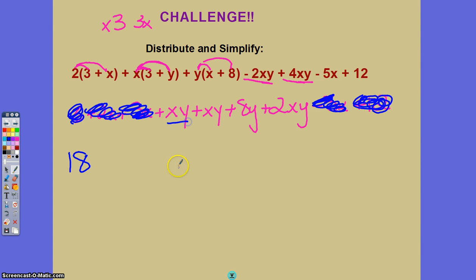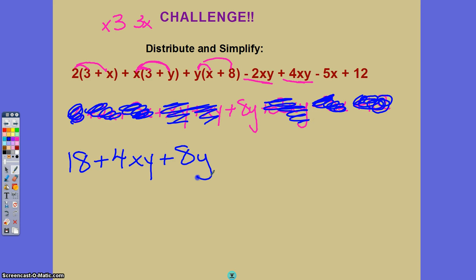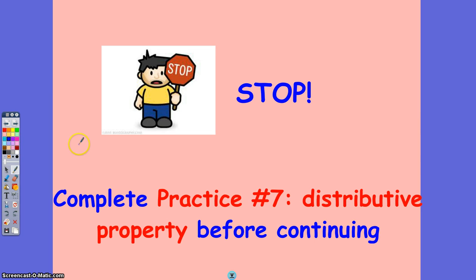Now, how many xy's do you have? Well, I have 1 xy, here's another xy, and here's 2 xy's. So we have a total of a positive 4 xy. Get rid of, and the only thing that we're left with are 8 y's. All right, stop. Complete practice number 7, distributive property, before continuing. Again, lots of practice on the distributive property will make you really good, and you'll go very fast at it.